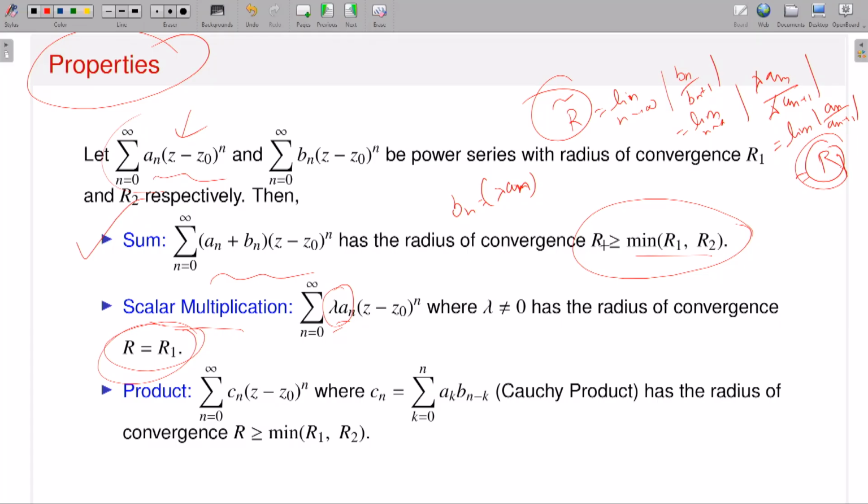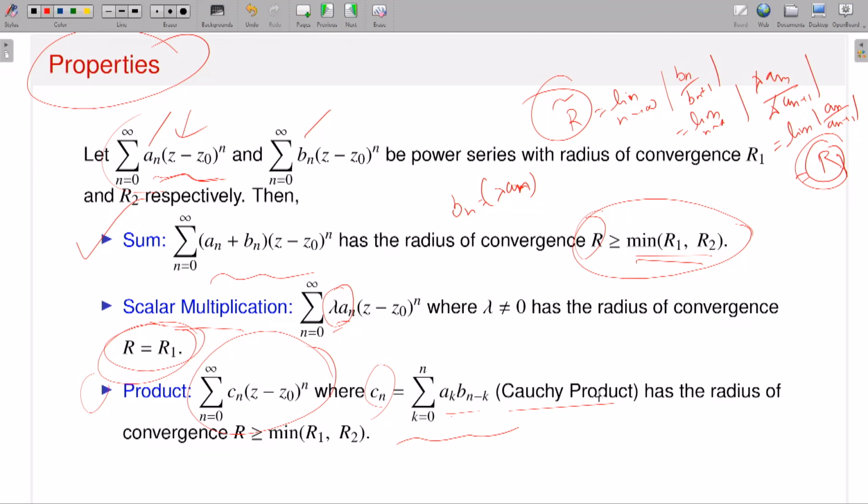Similarly, for the sum also you can prove that the radius of convergence is greater or equal to. If I take the product, well, two ways you can define it. If I have two power series, then I am defining a new power series c_n, where c_n is of the form, because I have the coefficients a_n and the coefficients b_n, so I am writing c_n in terms of a_n and b_n, which is the sum over a_k times b_{n-k}. This is called the Cauchy product.